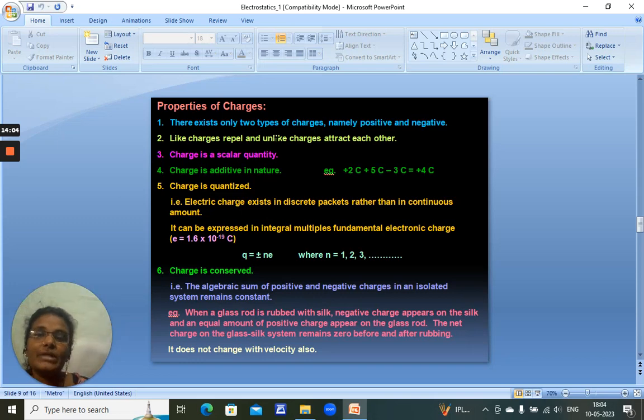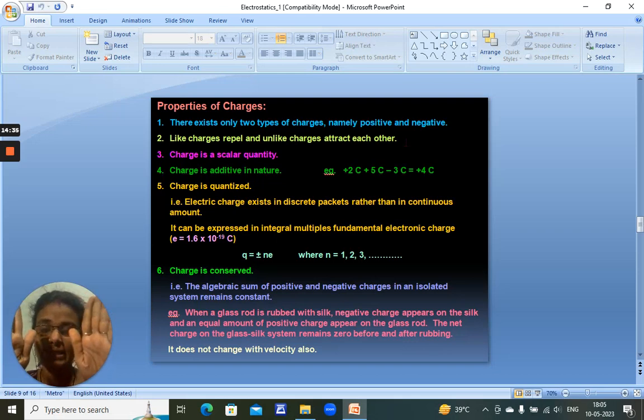Now next, this is also understood: like charges repel and unlike charges attract each other, similar to what you would have noticed when you learned about magnetism, when two magnets are brought together. Depending upon the conditions, sometimes they repel, they move away from each other. Similar is the case with charges. When they are of the same type, if both are positive, they will repel each other and move away. And if they are opposite in nature, if this is positive and this is negative, or vice versa, they will come closer and attract each other.